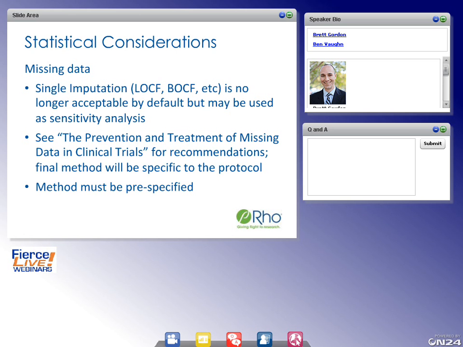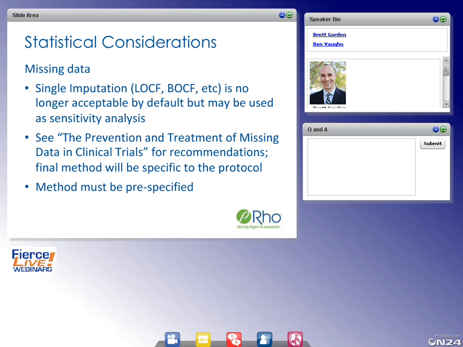For missing data, single imputation is no longer acceptable. A couple years back, the document that I've noted there, the Prevention and Treatment of Missing Data in Clinical Trials, came out. The rollout on this at the FDA was less than ideal. It pretty much involved them sending it to everyone who might have a trial that would be impacted by this, with a message that more or less said, do what we say in this document, and no further guidance. There hasn't been much additional guidance since then, but things are starting to come out.